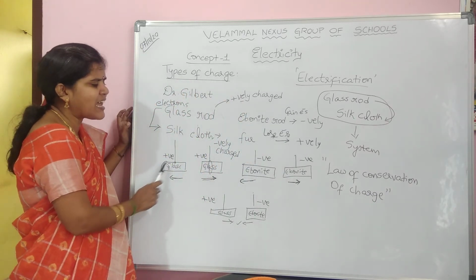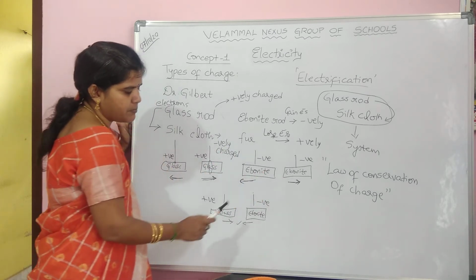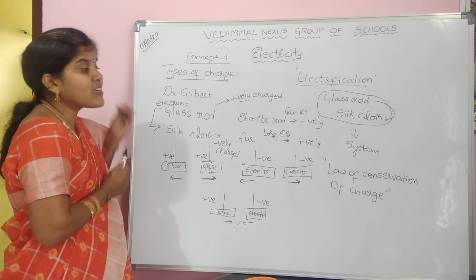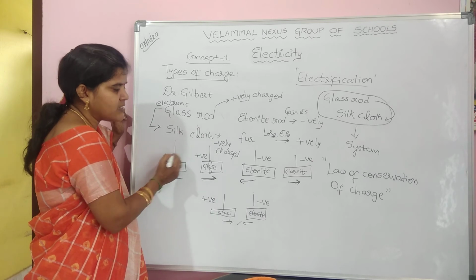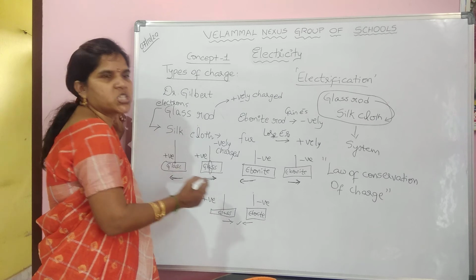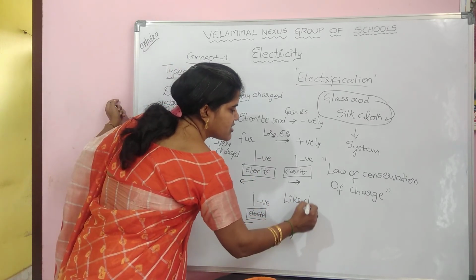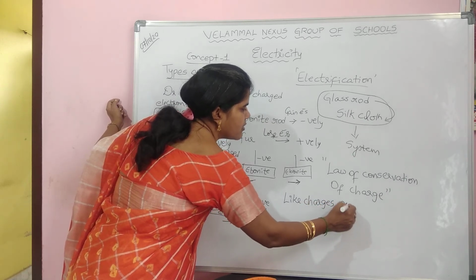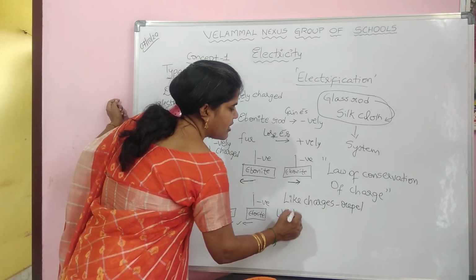Now, when you suspend a glass rod and a glass rod, we observe repulsion. Ebonite and ebonite, we observe repulsion. And glass and ebonite, we observe attraction. What is the conclusion of all these activities? This is the same charge. This is the same charge. This is opposite charge. That means like charges, like meaning same, like charges repel. Like charges repel. Unlike charges attract.